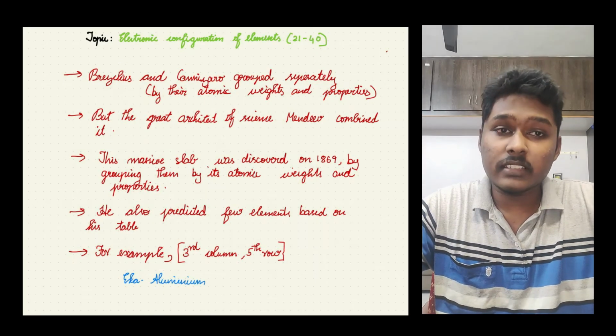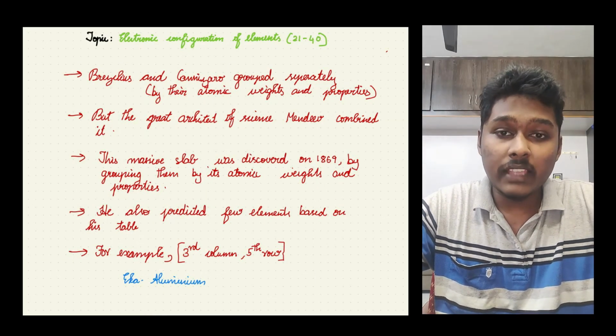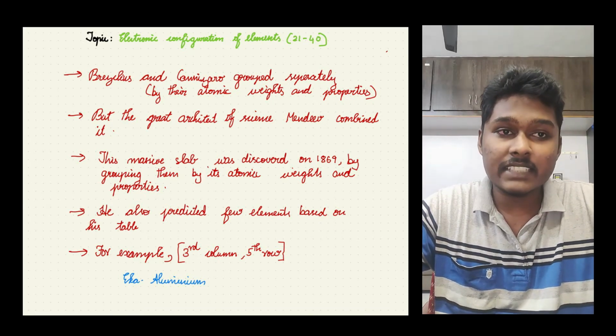Hi friends, we are from Group 2 and we are here to discuss the electronic configurations of elements from the periodic table. Many scientists contributed to the periodic table. People like Berzelius and Cannizzaro grouped the elements by their atomic weights and properties separately. But the great scientist Mendeleev combined these two.